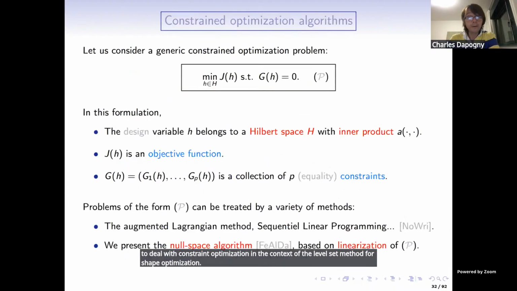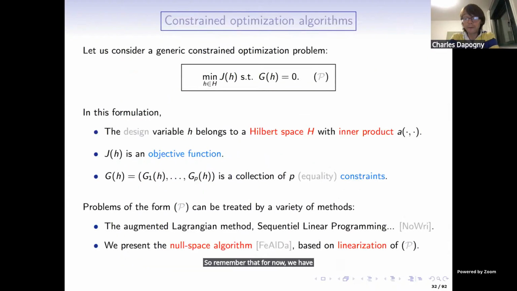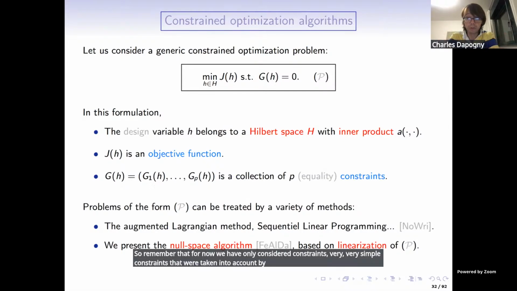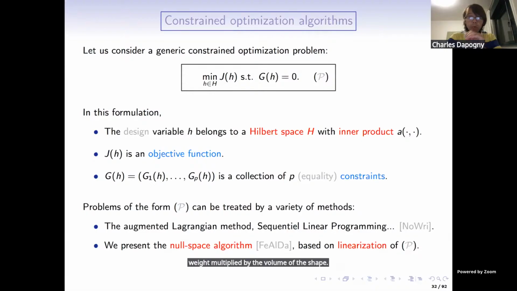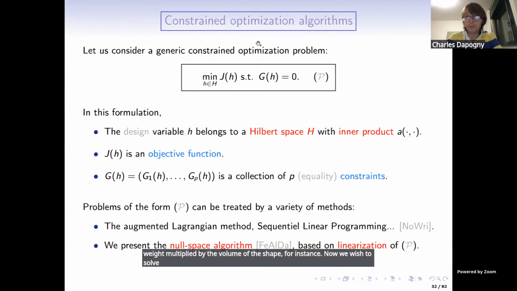Remember that for now we have only considered very, very simple constraints that were taken into account by a fixed penalization of the objective function by the constraint function. We are solving minimization of the compliance plus a fixed weight multiplied by the volume of the shape, for instance. Now we wish to solve constrained optimization problems of this form.